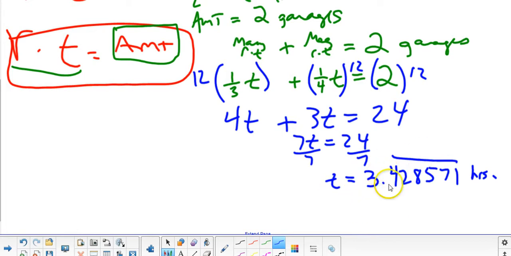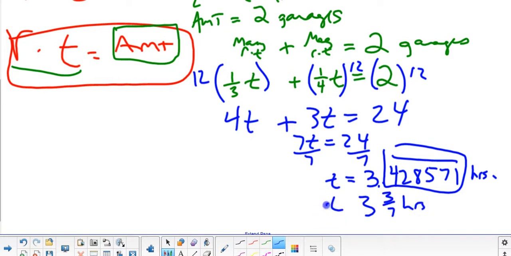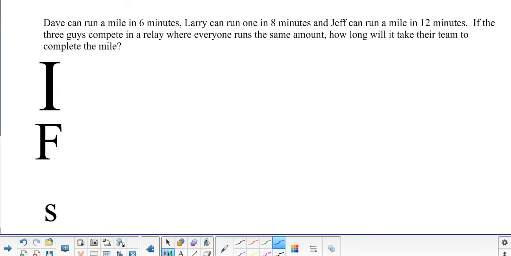Or if you want to, take this and multiply it by 60, that would give you a number of minutes. But you could say 3 3/7 hours. That sounds a little less than 3.5 hours for them to clean both garages together. Okay. But again, the whole deal was making sure you got the rates correct, and they're working together, so it's rate times time equals distance.